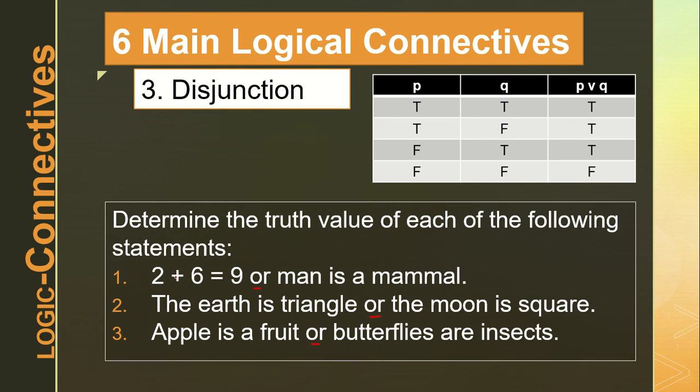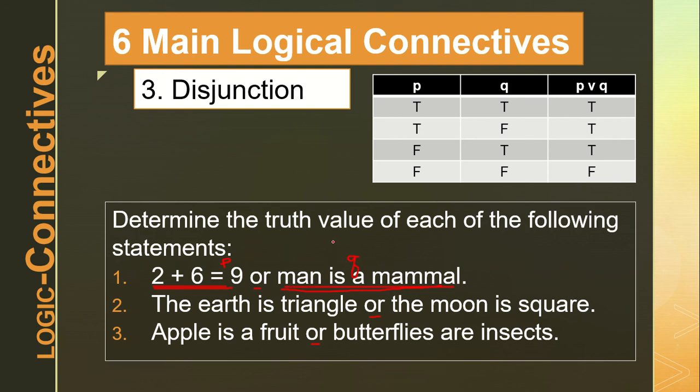Same with what we have done in the conjunction, we will assign each of the atomic statements a variable. So we'll have P and this one is Q. Again, it depends on you which variable you are going to assign. If you assign this as Q, then you just have to specify that this is Q. Q is 2 plus 6 is equal to 9, and this is P, man is a mammal. Again, it depends on you. But for it to be easier to understand, we'll just follow the sequence of the letters in our alphabet. So the first one is P, then Q, then R, then S, and so on.